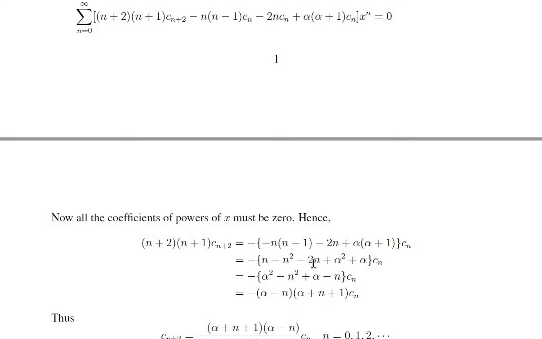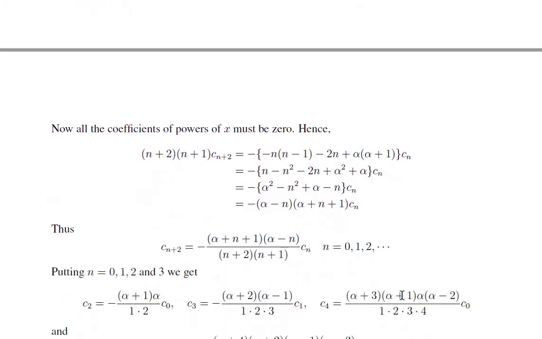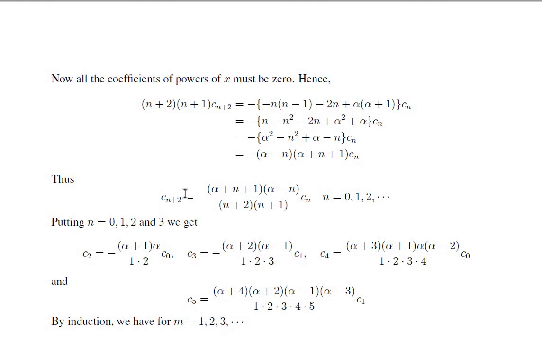If we multiply this, this will become this, and if we factorize this, it will be alpha minus n, alpha plus n plus 1. So cn plus 2 is equal to minus this into cn, for n equal to 0 onwards. So we can write cn plus 2 in terms of cn. If we put n equal to 0, 1, 2, 3, and so on, first if we put 0, we will get C2.